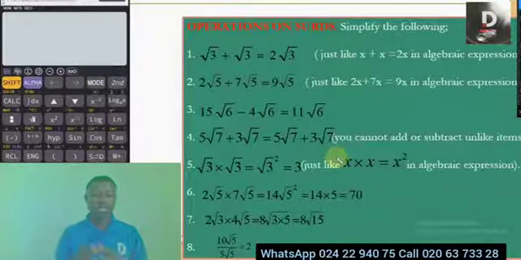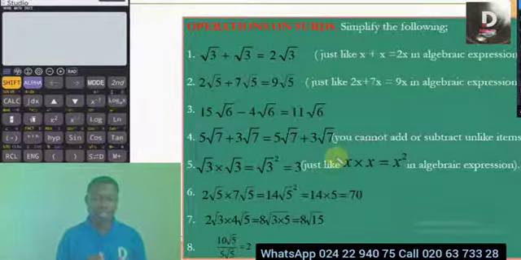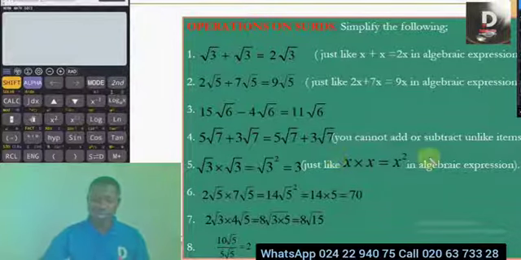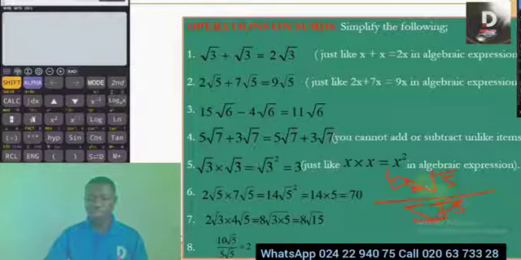Alright, so we have looked at addition, subtraction, and multiplication of surds, that's irrational numbers. Now let's look at something like division. So an example like we have down there, 10 root 5 divided by 5 root 5. You know root 5 cancels root 5.